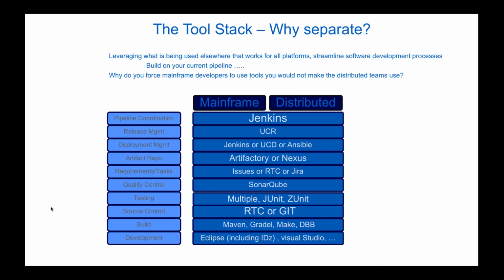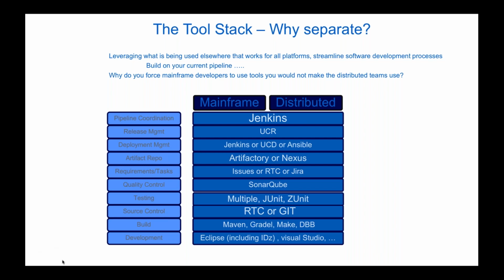Now you look in this list and you'll see that there are choices. We in IBM have done a lot of work to provide a tool stack that provides a full end-to-end capability, distributed and Z, in our collaborative lifecycle management products. So we have Rational Team Concert that can provide the end-to-end capability. But we also understand that numbers of organizations want to use open source tools. And so we've done the work to allow you to use open source tools for your z/OS development as well.